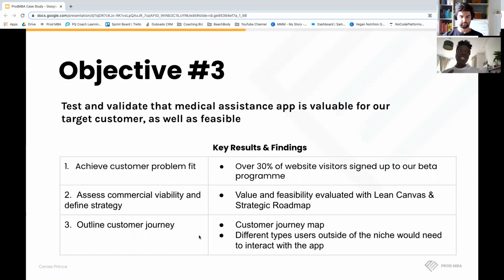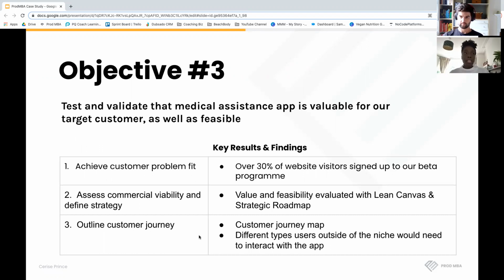Next, I wanted to test and validate that a medical assistance app is actually valuable for the target group, and it's something that's feasible as well. So once I iterated on that landing page, over 30% of website visitors signed up for the beta program.